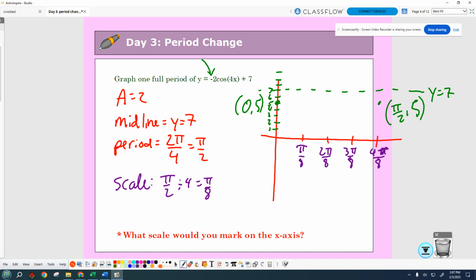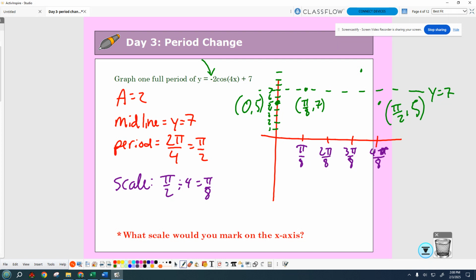Well, now I need to put another dot in there. Pi over 8, 7. Okay, yes? Another coordinate? 3 pi over 8, 9. You guys agree?